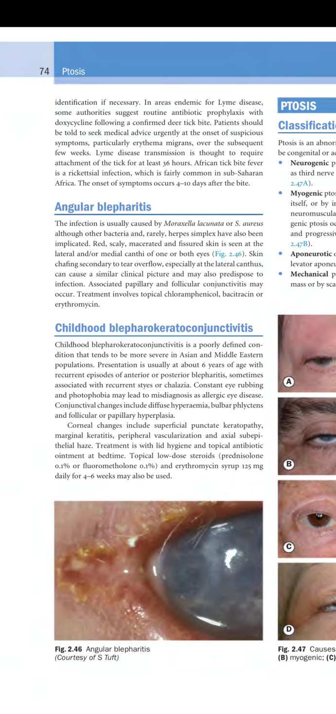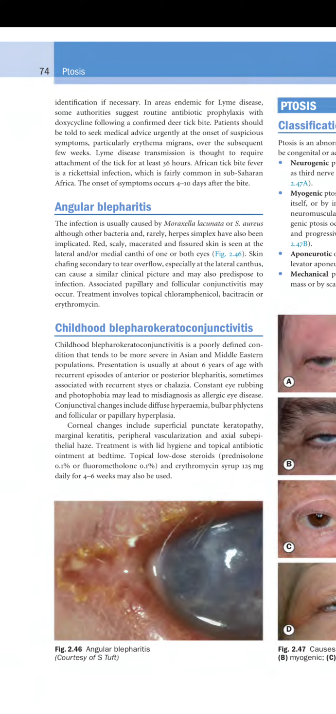Conjunctival changes include diffuse hyperemia, bulbar phlyctenules, and follicular or papillary hyperplasia. Corneal changes include superficial punctate keratopathy, marginal keratitis, peripheral vascularization, and axial subepithelial haze. Treatment is with lid hygiene and topical antibiotic ointment at bedtime. Topical low-dose steroid, prednisolone 0.1% or fluorometholone 0.1%, and erythromycin syrup 125 mg daily for 4 to 6 weeks may also be used.